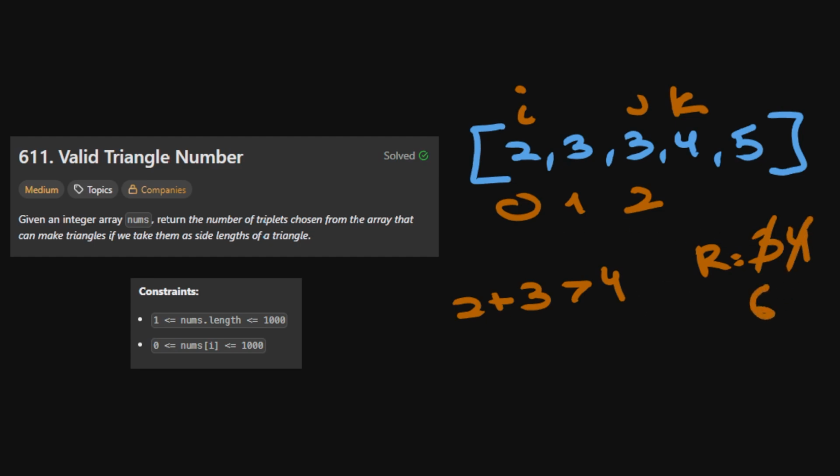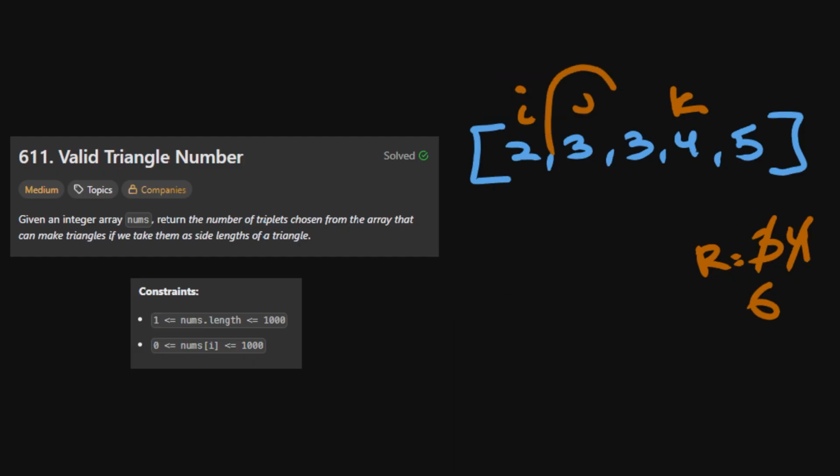This is now 6. And now we want to try to move this J pointer one step to the left and see if we have more triangles with this I. So now J is here, and 2 plus 3 is greater than 4. So here we can add another triangle. We are adding 1 minus 0 triangles. This is now 7. And what this means is this triangle is also valid.